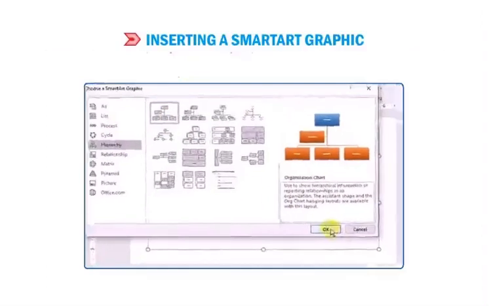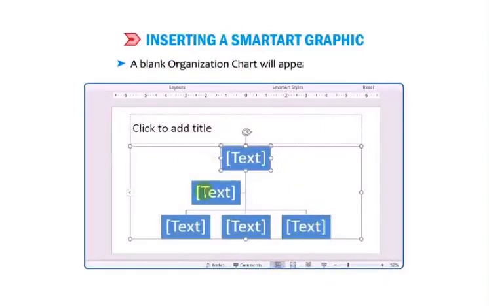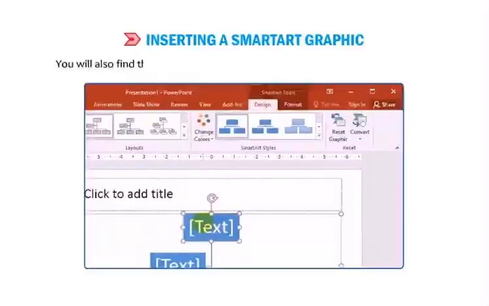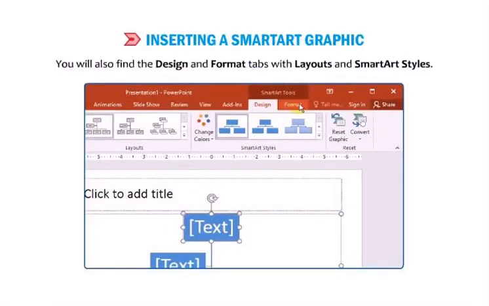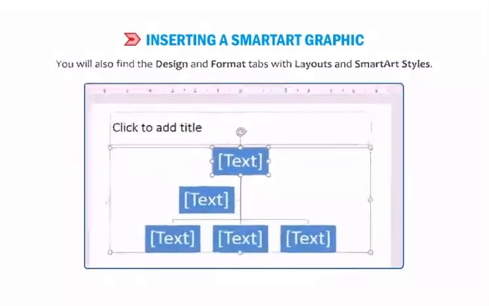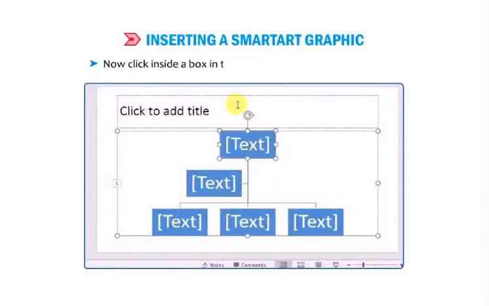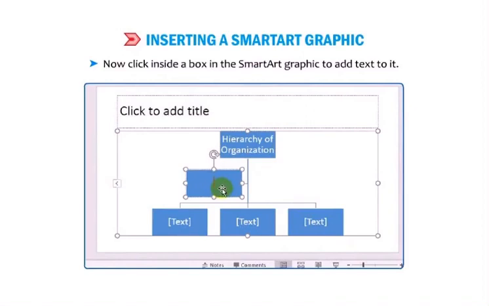A blank organization chart will appear on the slide. You will also find Design and Format tabs with layouts and SmartArt styles. Now click inside the box in the SmartArt graphic to add text to it. Add text at different levels and delete the unwanted box.